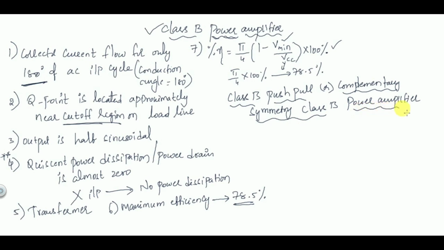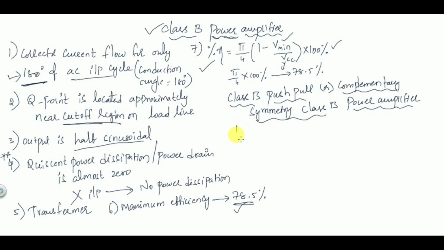So for this also the maximum efficiency is 78.5% only, and efficiency is calculated using this formula only. For 180 degrees only it is having the output, that is output is half sinusoidal, and Q point is nearly at the cutoff region of the load line. So all the points remain same.